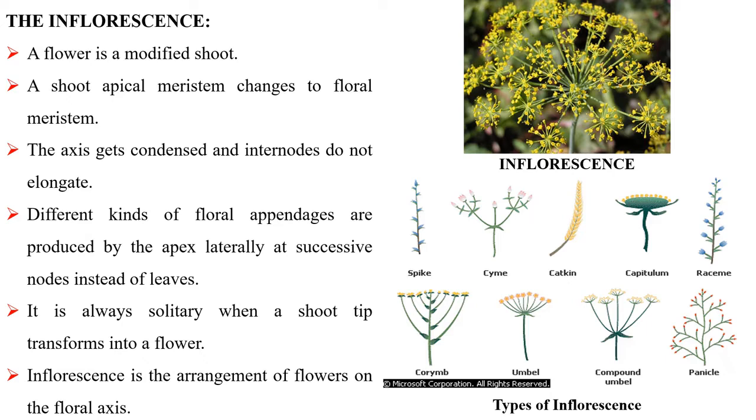Different kinds of floral appendages are produced by the apex laterally at successive nodes instead of leaves. It is always solitary when the shoot tip transforms into a flower. Inflorescence is the arrangement of flowers on the floral axis.